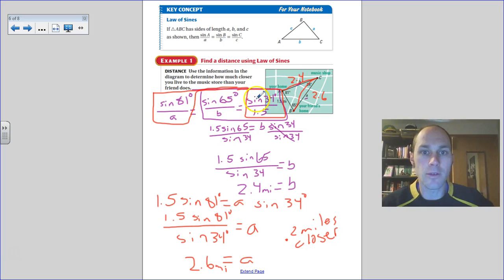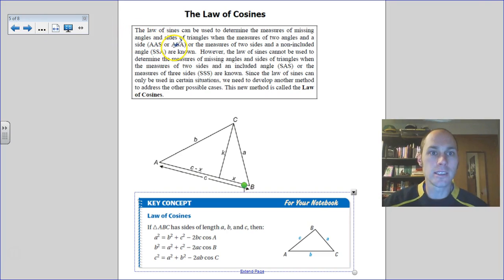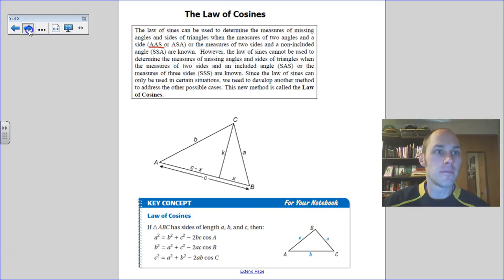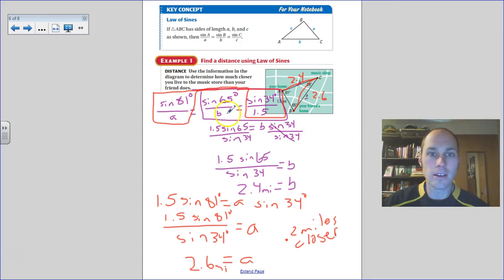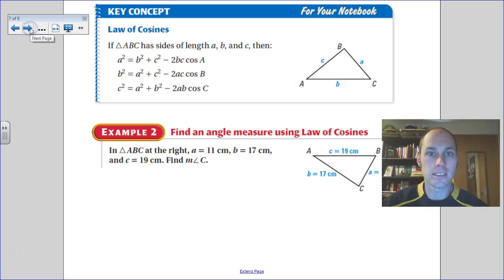Notice when we have all three angles and one of the sides, we need to have at least one side of information so that we can compare. So we've got to have either all three angles and a side, or one of the other cases, two angles and a side. But if we just know all the angles or all the sides, we have nothing to compare in our ratios. So we're going to have to use the law of cosines for that case.